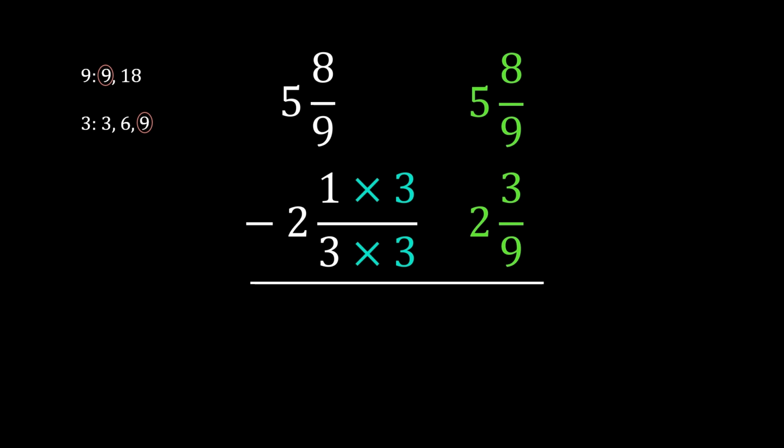And now I have fractions with a common denominator. When I subtract mixed numbers, I start with the fractions. So 8/9 minus 3/9, starting with the numerator, 8 minus 3 is 5, and my denominator of 9 remains the same. Then I have 5 minus 2. 5 minus 2 is 3. Then I need to ask myself, can I simplify 3 and 5/9? 3 and 5/9 cannot be simplified, so 3 and 5/9 is my final answer.